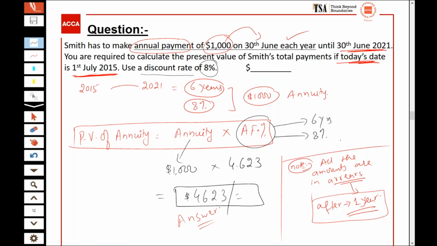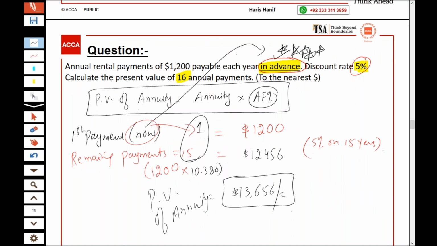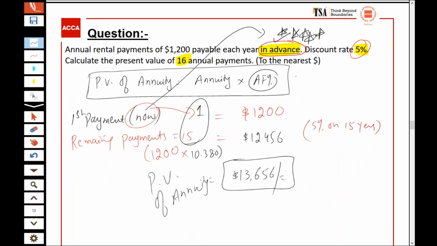And this was in arrears. Arrears means after passing of 1 year, and advance means in advance. So I do suggest to all of you that make your calculation simpler. First payment is to be made now because it is in advance, and remaining are the 15 payments, so totaling 16 payments. No problem at all. So this is my present value of annuity.